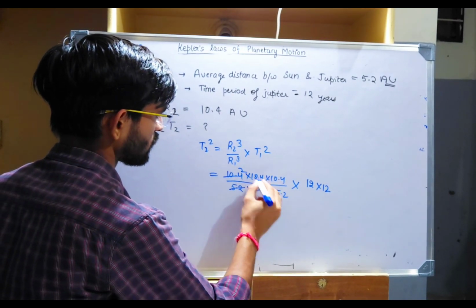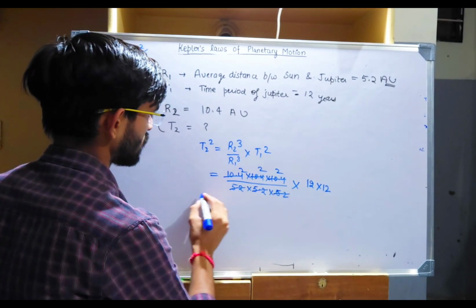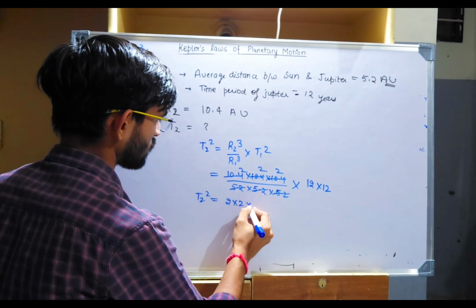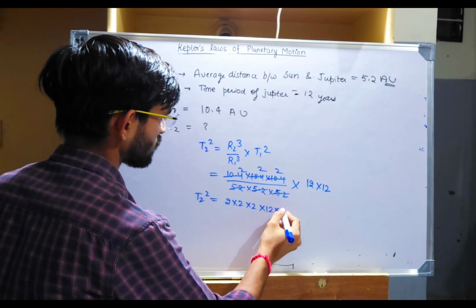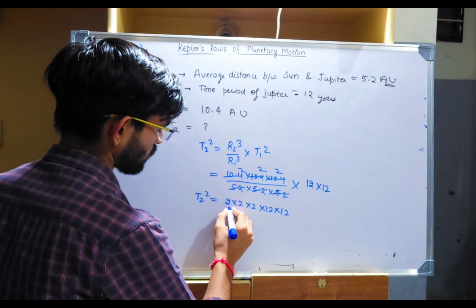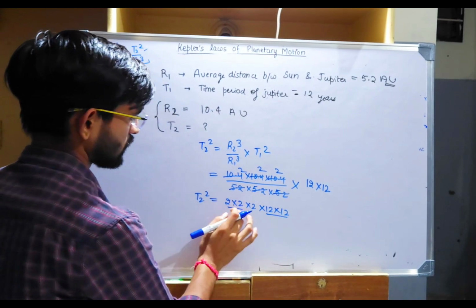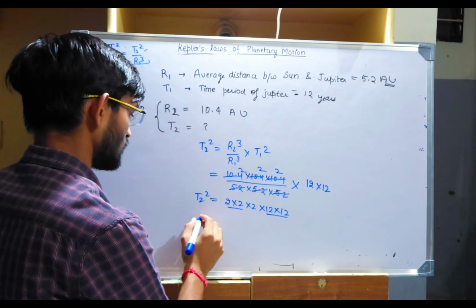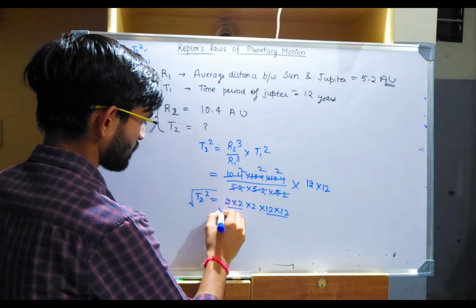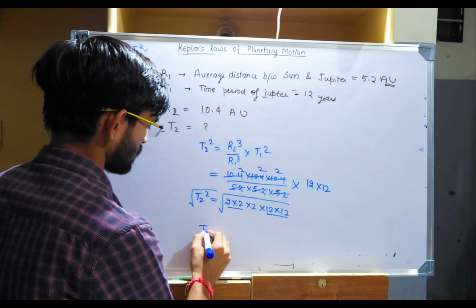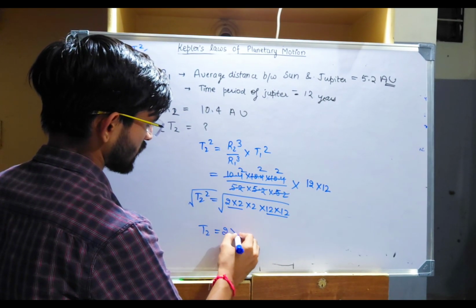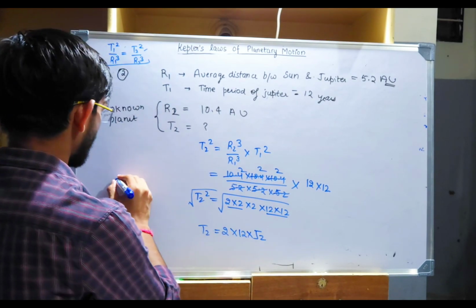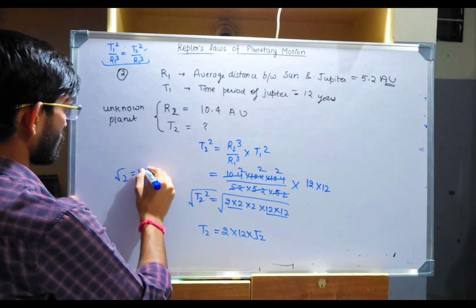2, 2, 2. T2 square equal to 2 into 2 into 2 into 12 into 12. If you try to form pair, these 2 into 2 form pair and 12 into 12 form pair, and this 2 alone. So if you take square root on both the side, 2 and 12 will come outside, and root 2 will remain inside, and root 2 value, as we know, 1.41.